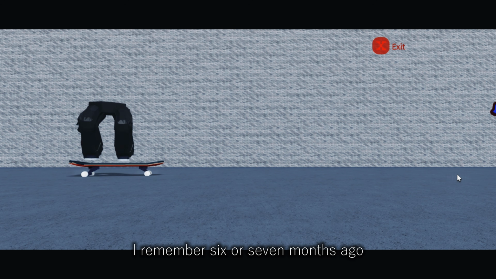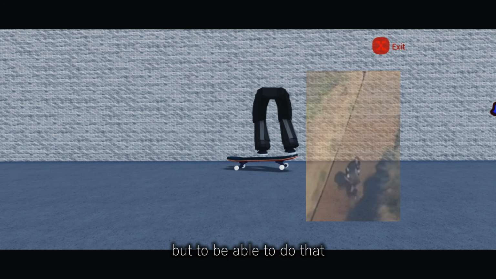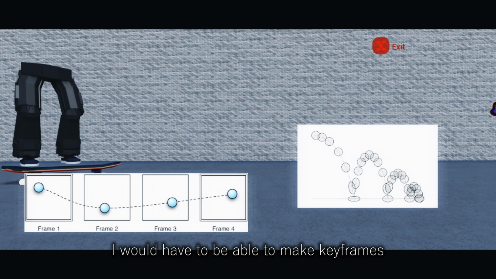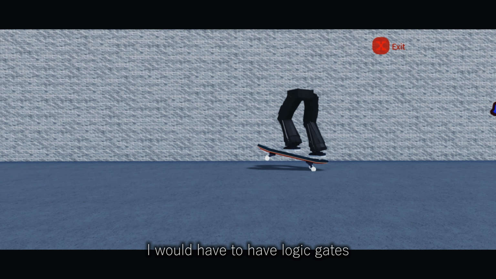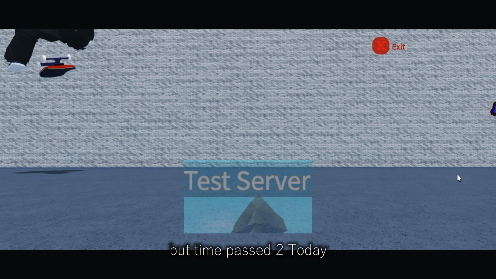I remember 6 or 7 months ago, I had this idea to make a skateboard, but to be able to do that, I would have to be able to make keyframes, and to be able to make keyframes, I would have to have logic gates. This was during September, and I wasn't able to make it at this time, but time passed to today.